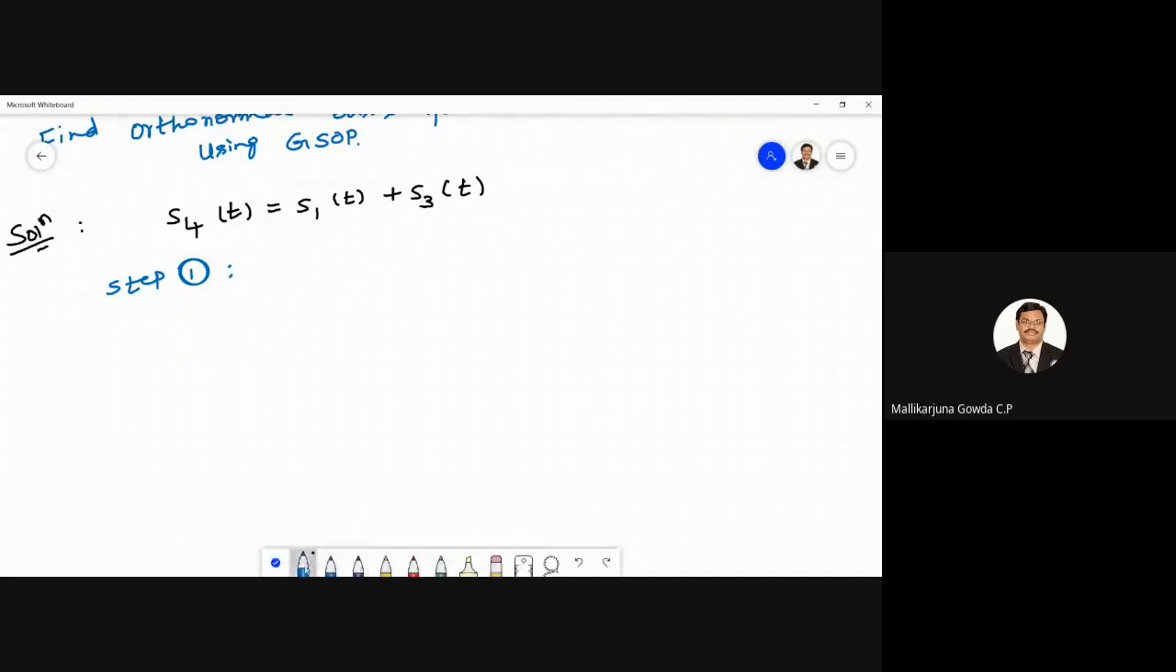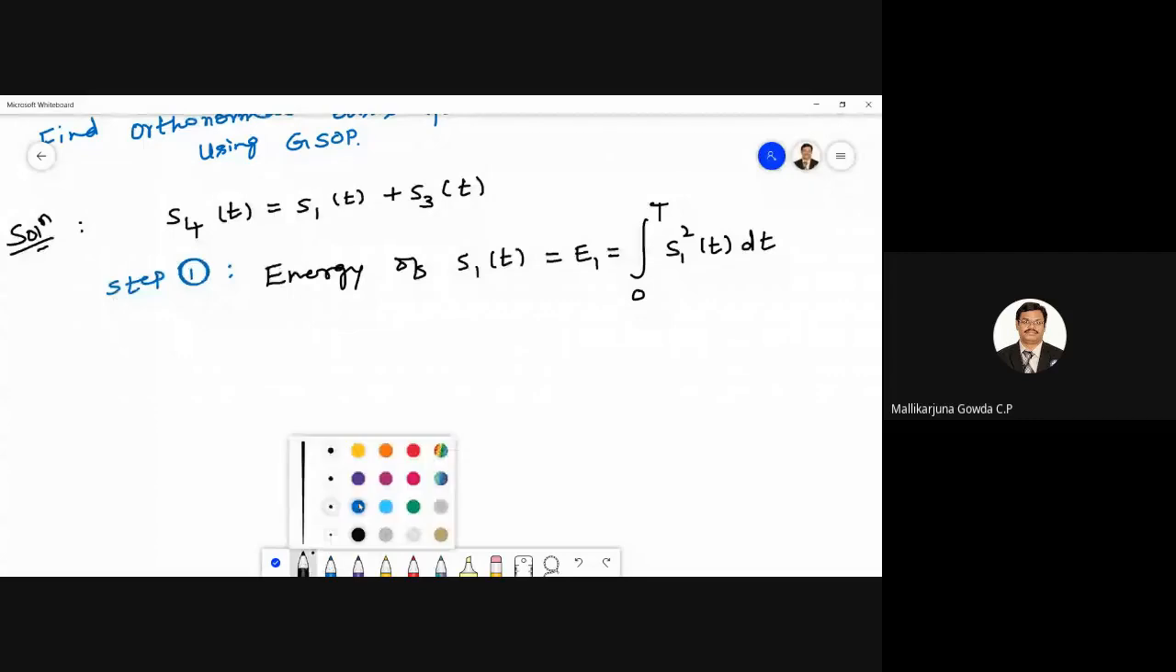So to begin with, let us first determine the energy of the signal S1 of t. The energy of the signal S1 of t, which I denote E1, is equal to the integral from 0 to t of S1 square of t into dt. So I just wrote the expression. Now let me write over what interval S1 of t exists.